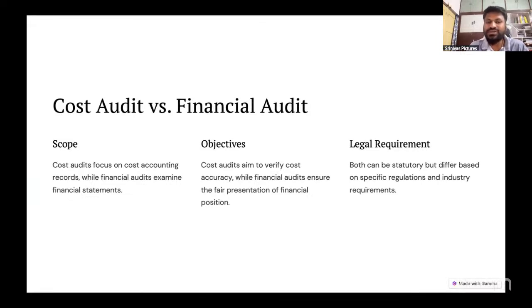The major objective of cost audit and financial audit: cost audit aims to verify cost accuracy, while financial audit ensures fair presentation of the financial position. So this is the major objective of these two. And legal requirement: both can be statutory, but differ based on the specific regulations and industry requirements.